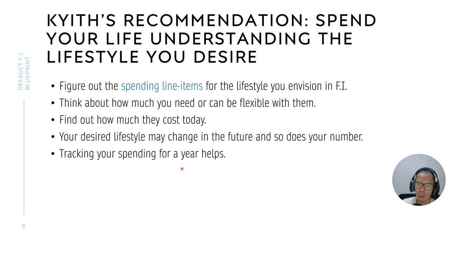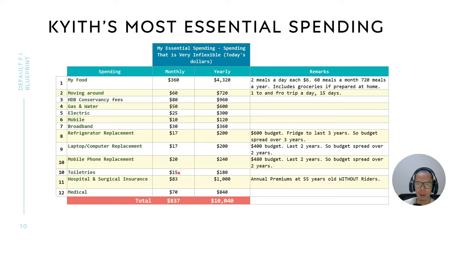So the more conscious you are of this, the easier your plan can be, and your plan can actually be more optimized. I share this in one of my blog posts: this is not all I spend. A lot of people mistake this for my most essential expenses. So you can see the line item and then the yearly cost, and it comes up to be $837 and $10,000 a year.